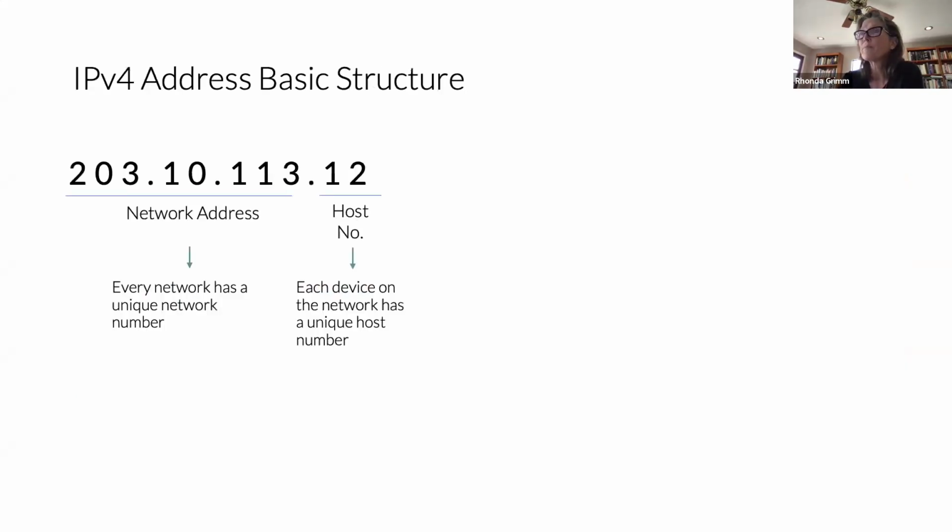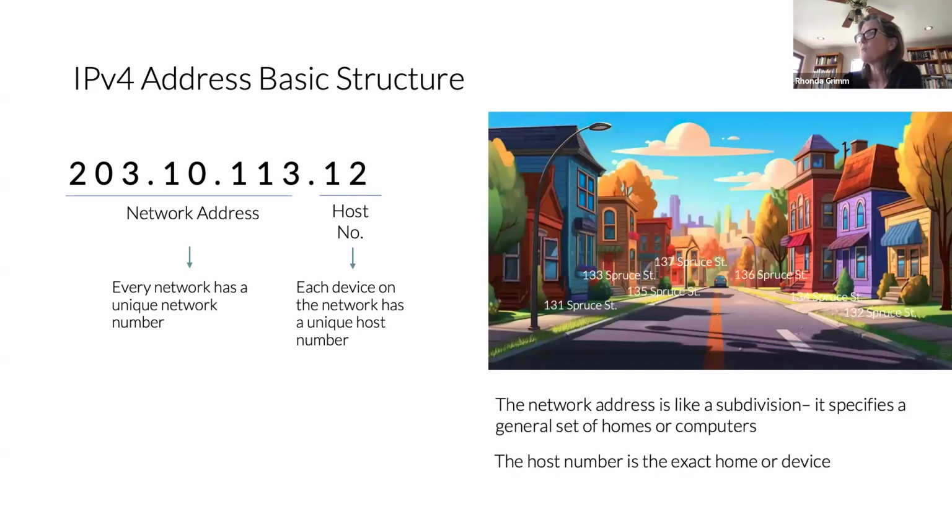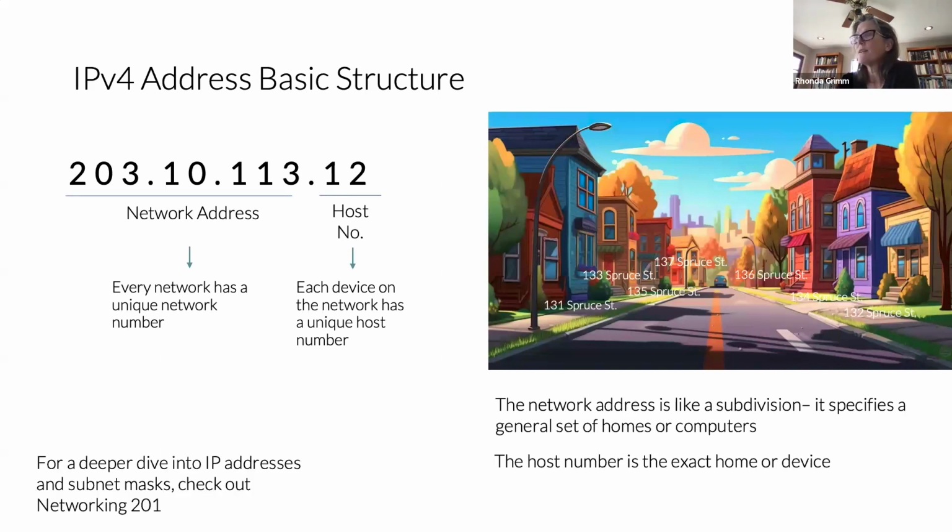It's frankly something more familiar. So you've got a network address, in this case 203.10.113. In IPv4, this is the network address. Every network has a unique number. This is the host number, the thing that really gets down into the nitty-gritty. I think of the network address as like a subdivision or a street, and the host number is the exact home or device. It helps break this down into how people can find each other on the internet.